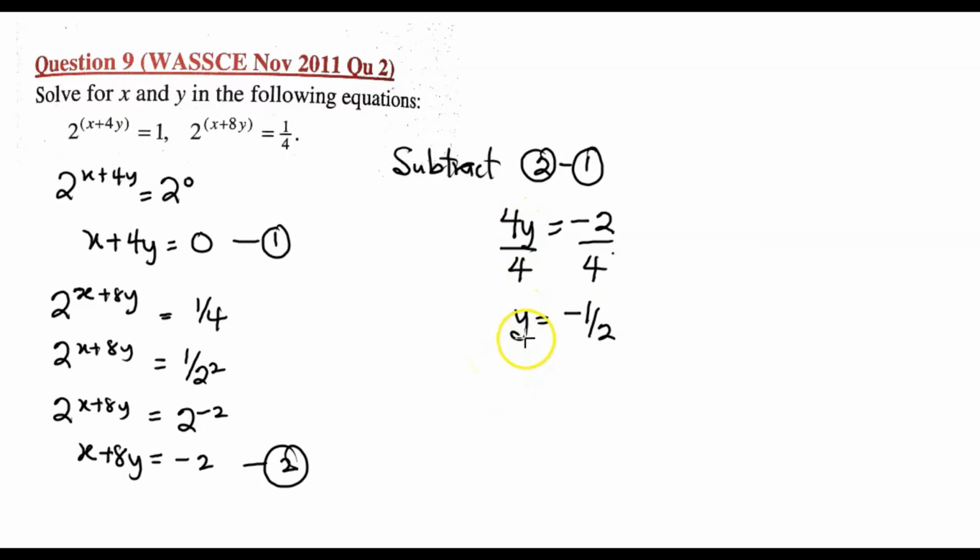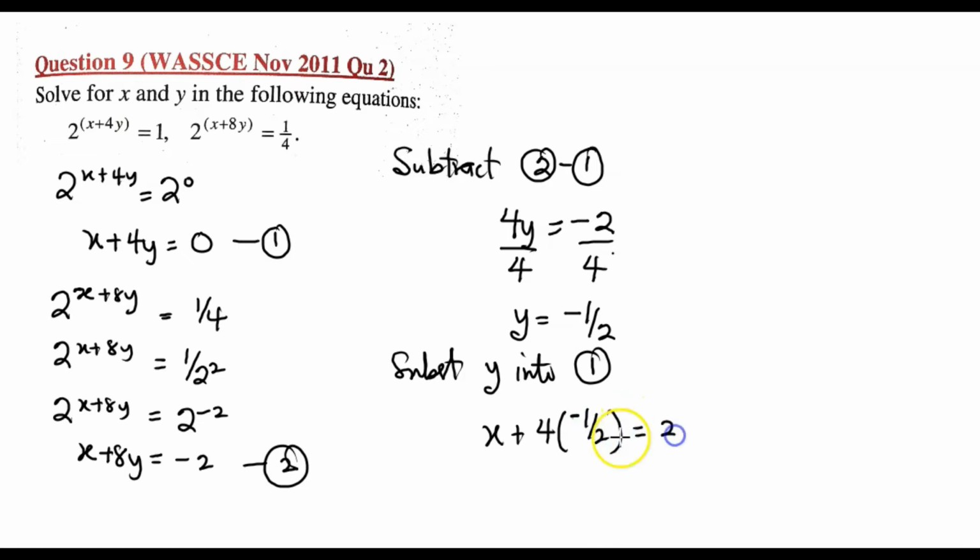Having got the value of y, we can substitute it into any of the equations. It can be either equation 1 or 2, but I prefer equation 1. So substituting y into equation 1 gives us x plus 4 times the y value, which is negative 1 on 2, and that must be equal to 0. So x minus 2 will be equal to 0. We group terms and x will be equal to 2. So therefore, the value of x is equal to 2, and the value of y is equal to negative half.